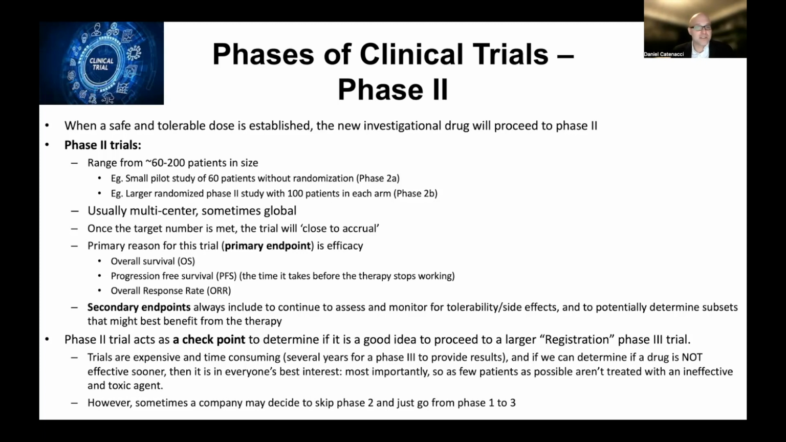Trials are expensive. They take a lot of time, several years, as I'll show you with the zolbetuximab example. And if we could learn earlier from a phase 2 study that's smaller and therefore run a little bit quicker that the drug is not effective or not safe, or both, then it's in everyone's interest, and most importantly, patients, that we're not enrolling patients to a study that we could have learned earlier wasn't going to be an effective therapy. So it's a checkpoint to exclude drugs that are not worthy enough to proceed to registrational purposes.